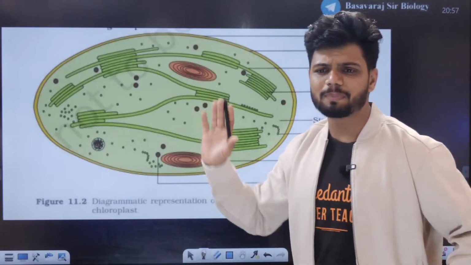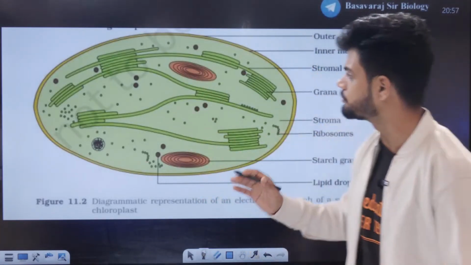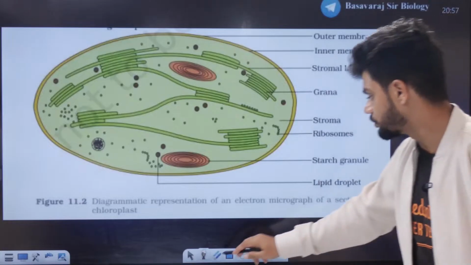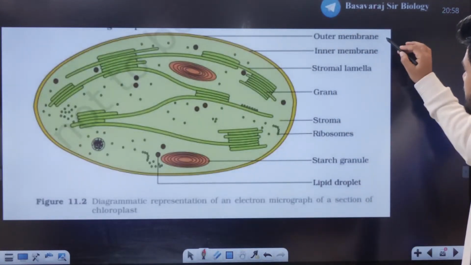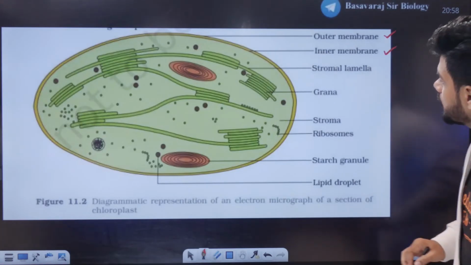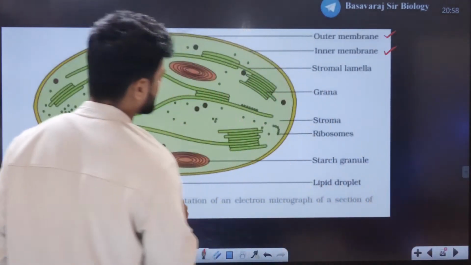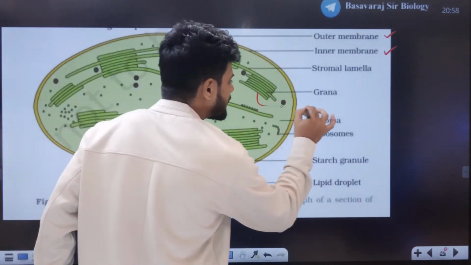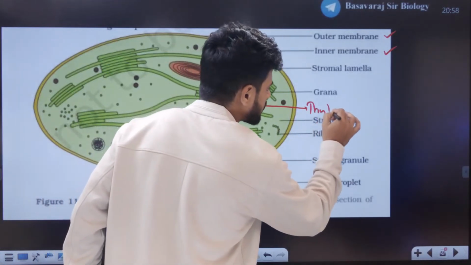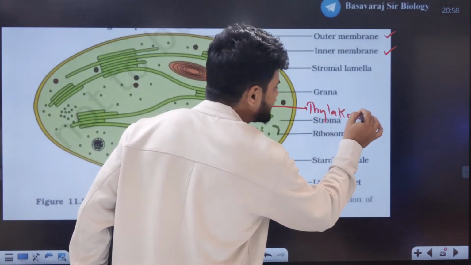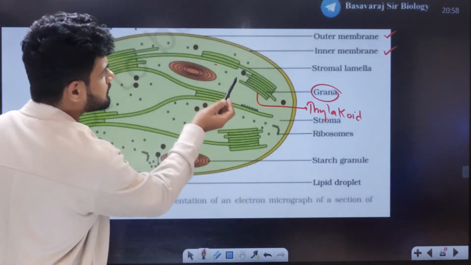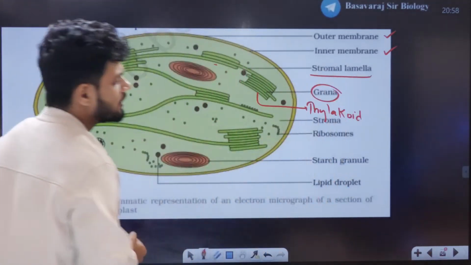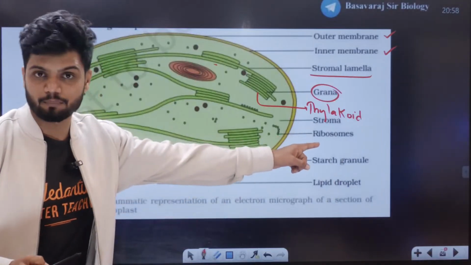Again, a very simple diagram of the chloroplast is given here. Chloroplast, if you can see here, is a double membrane structure: outer membrane, inner membrane. Then there is a coin-like structure, which is called thylakoid. The entire stack is called grana. They are connected to each other with the help of stromal lamellae. Then there are ribosomes here.